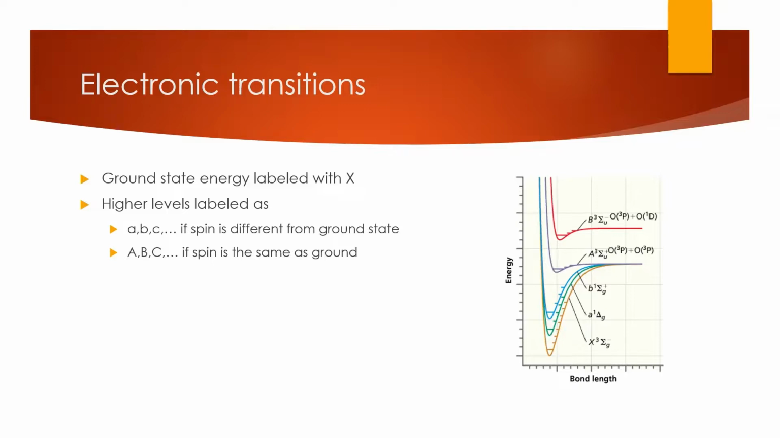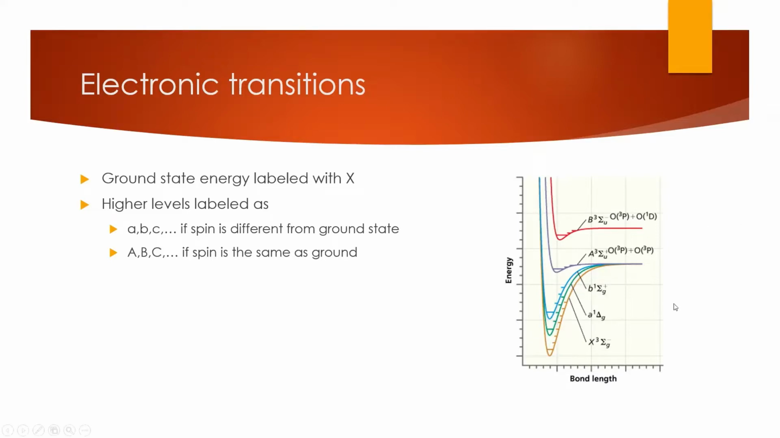We get lowercase letters if the spin is different than the ground state, and uppercase letters if the spin is the same as the ground state. So if we look here, this yellow curve is our lowest energy ground state. The green and blue curves are the delta g, the one delta state and the one sigma state. Since they're singlets and the ground state is a triplet, they get lowercase letters. So this is lowercase a and lowercase b.